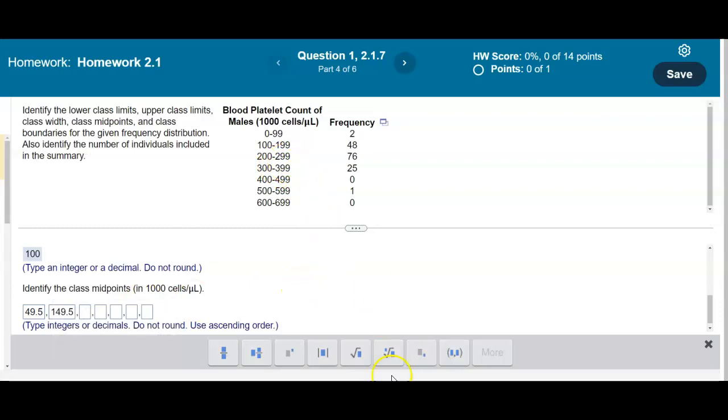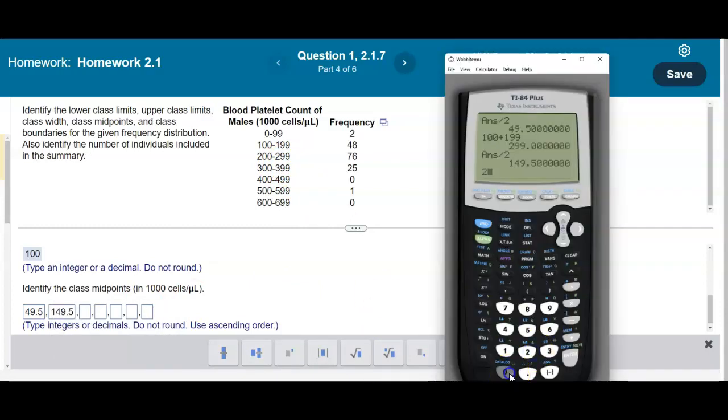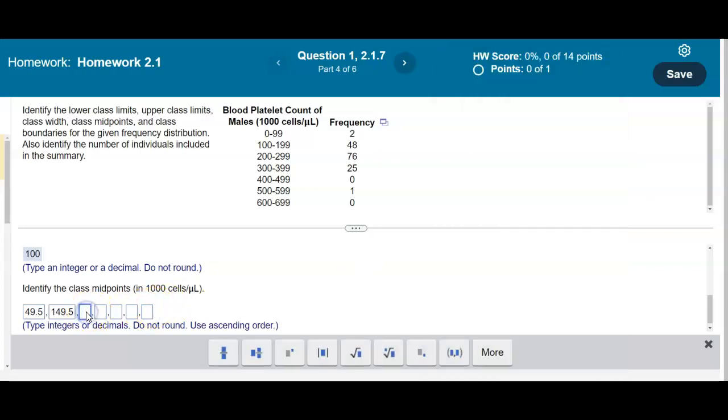If we take 200 plus 299, and then divide that by 2, we get 249.5. Okay, so what do you notice here? Well, what we're doing is for each midpoint, we're actually adding the class width. 49.5 plus 100 gives us 149.5. 149.5 plus 100 gives us 249.5.